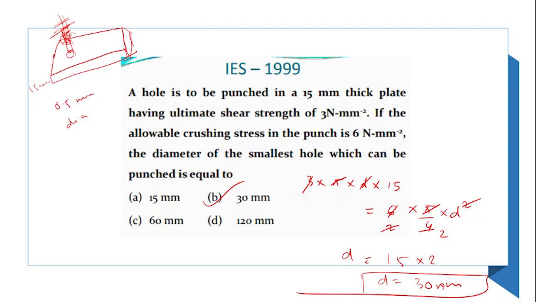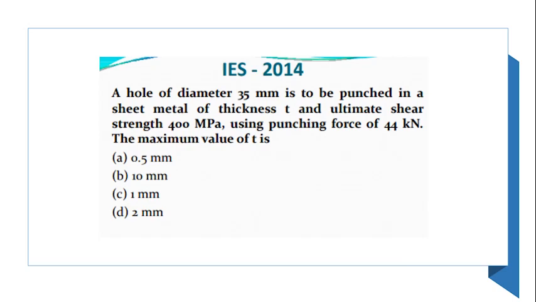You understood? Yes, below which the strength of this punch fails. Yeah, below that, the punch itself will get crushed, or it will fail first before failing of your sheet. So that is why this condition comes. Maximum you can go up to the dimension of your sheet. So that is why this concept comes. Okay. Now solve this question.